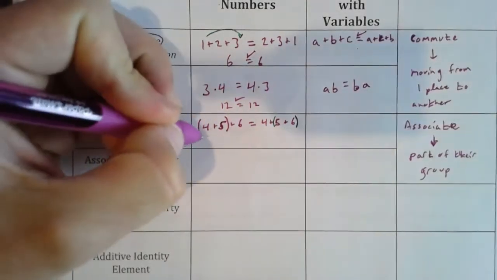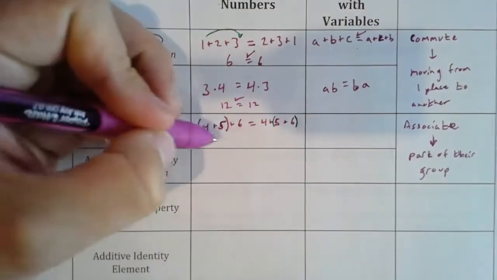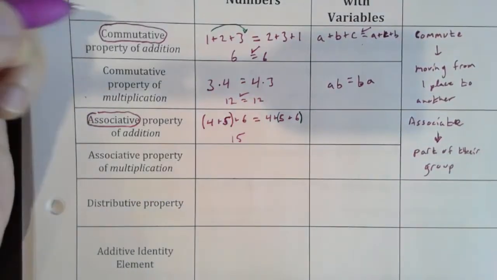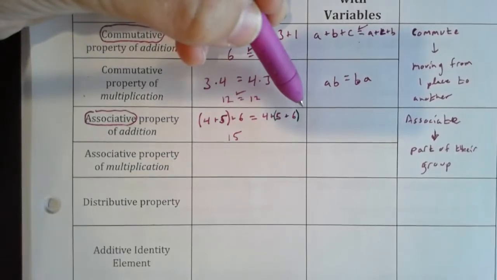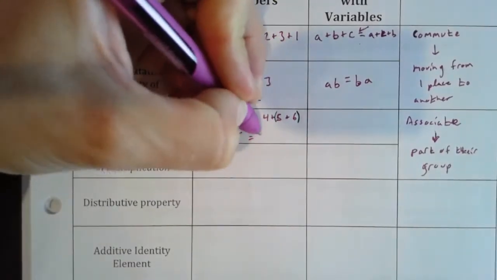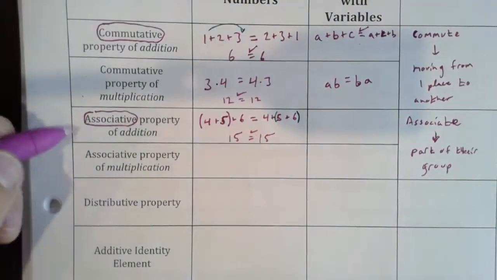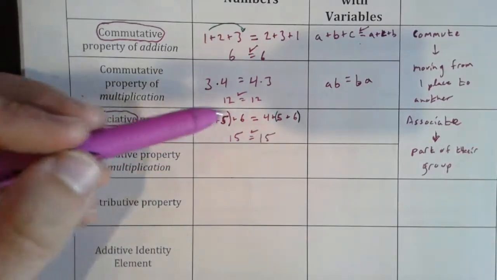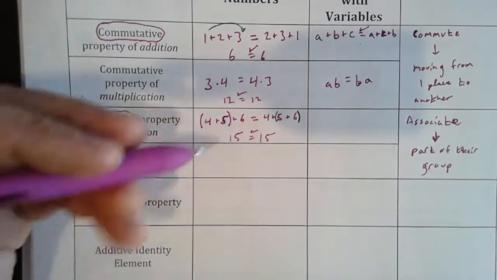But in this case, 4 plus 5 goes first because of order of operations. That's 9. 9 plus 6 is 15. Well, here I'm going to do 5 plus 6 first. That's 11. 11 plus 4 is still 15. It doesn't change anything. The associative property says I can change where I'm associating things with addition, and it's still going to give me the same thing.